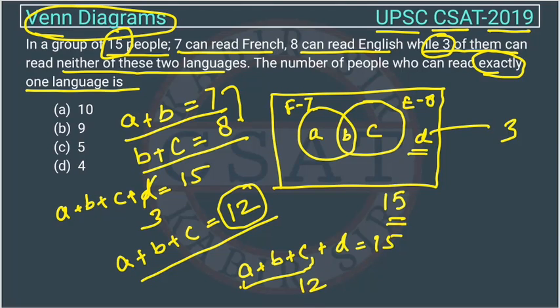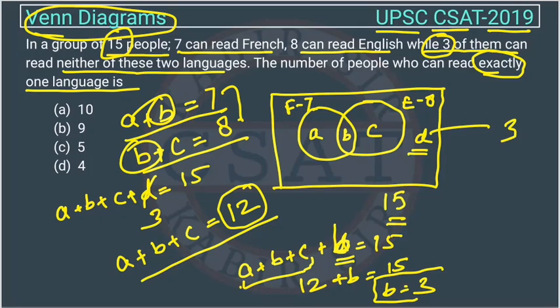12. This is B, not D, right? This is 12 because we are having 2B here, right? So 1B I am keeping here. So this is 12 plus B is equal to 15. So how much will B be? 3, right? So B is 3. So this B is 3. If this B is 3, we know the total number of people who can read French is 7. If this is 3, then how much will A be?